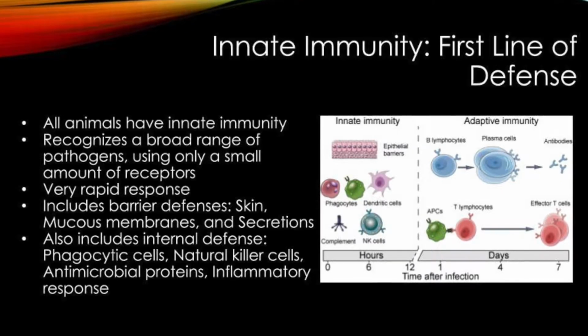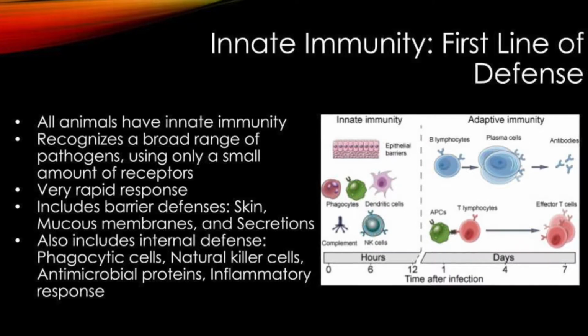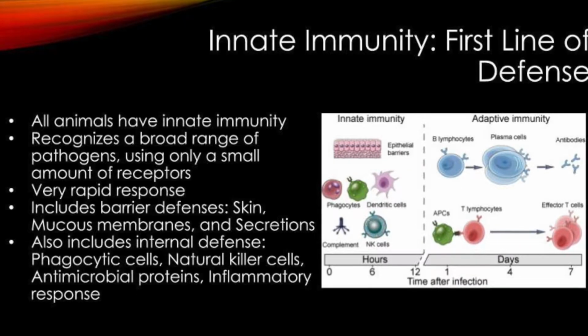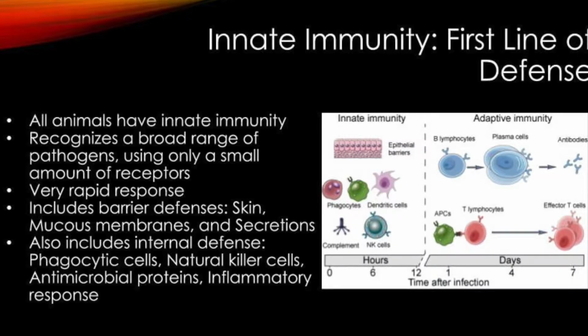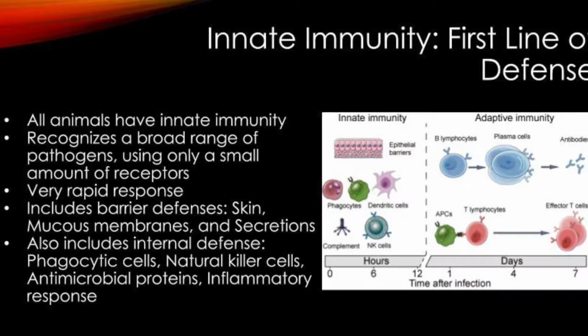So the first line of defense for innate immunity is the skin, the mucous membranes, and secretions. And it also includes internal defenses like phagocytic cells, natural killer cells, antimicrobial proteins, and the inflammatory response.